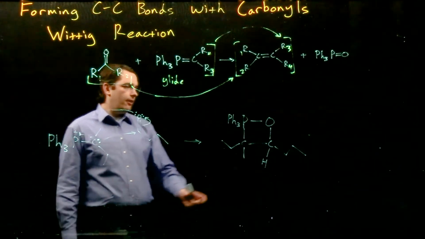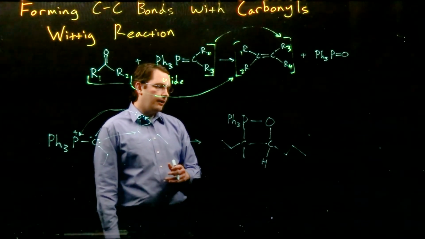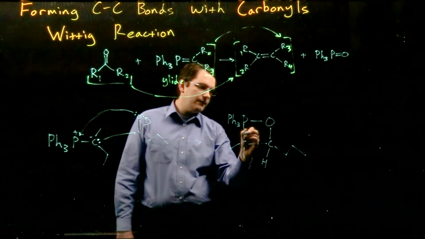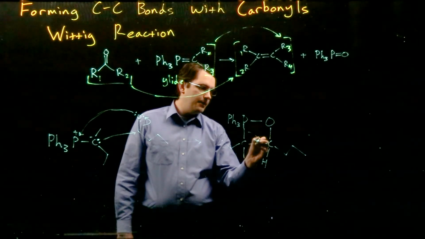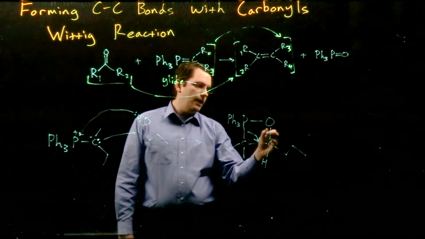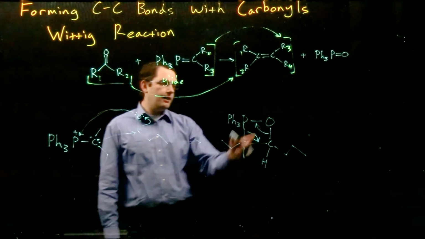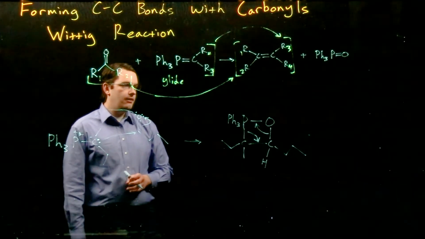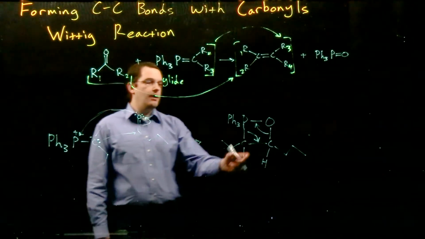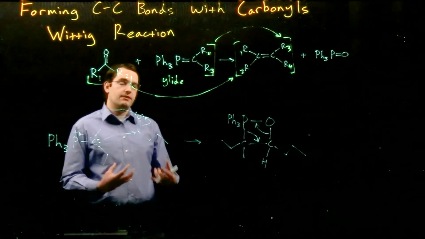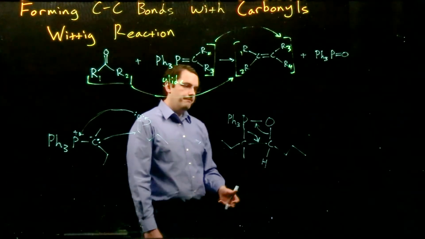Now, once we have our intermediate here, this is going to break up in order to form our final alkene product. So our carbon can take those extra electrons away from our phosphorus in order to form a double bond down here, and our oxygen is going to take those extra electrons and form a double bond up here between our phosphorus and our oxygen. Now this reaction is highly favored because our phosphorus-oxygen bonds are actually quite strong and stable. So that kind of acts as the driving force for this reaction.